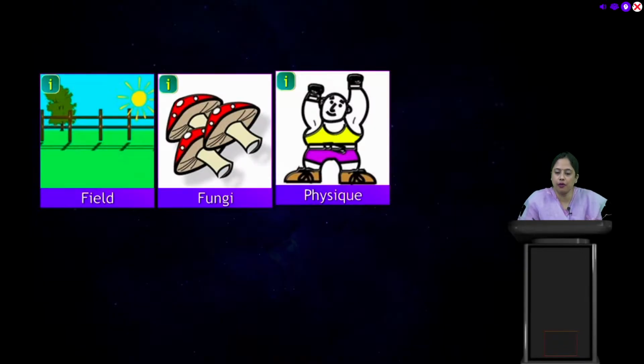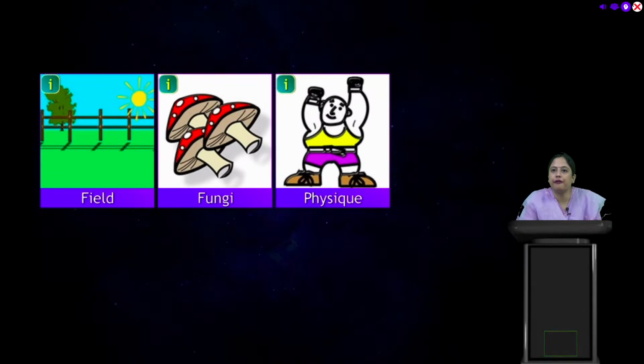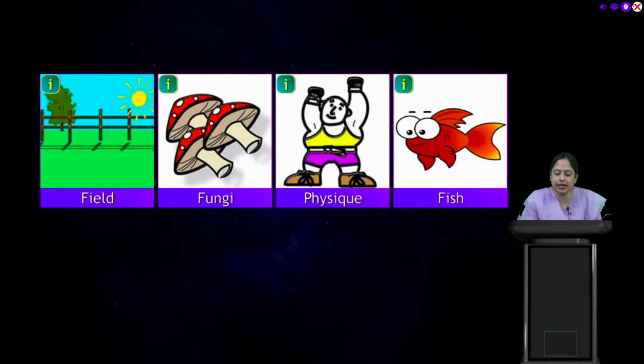Let's see 4 more words. Field, fungi, physique, fish. See? Say it after me, everyone. F-I-E-L-D, field, fungi, physique, fish. This time when we produce the E sound, there is more stretch. We are stressing the vowel letter. Yes, it is the longer E sound.